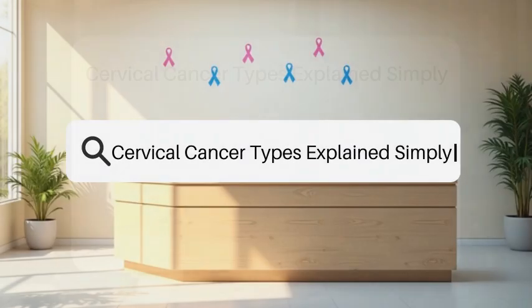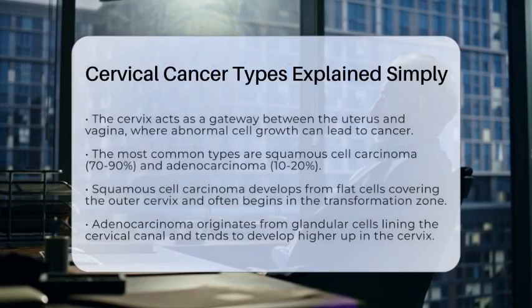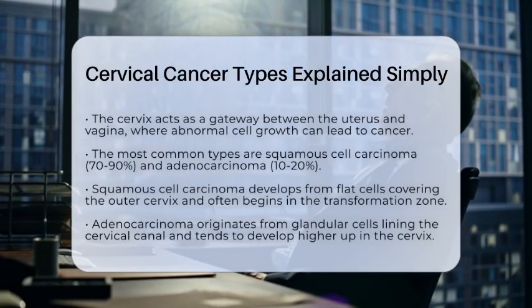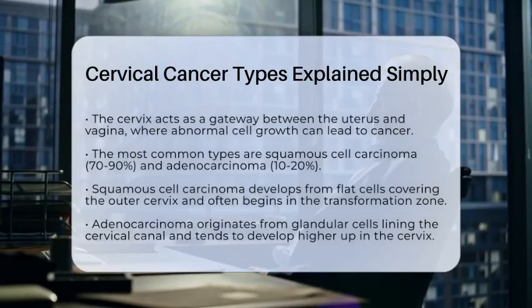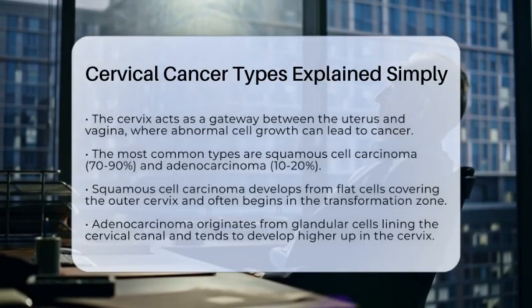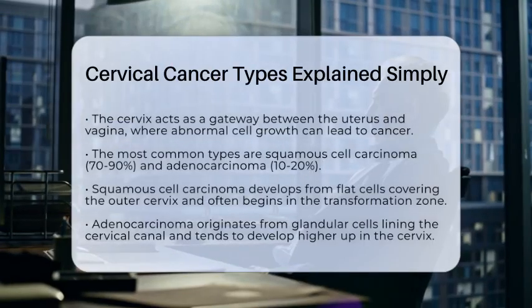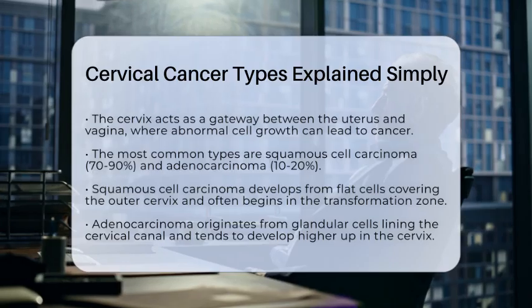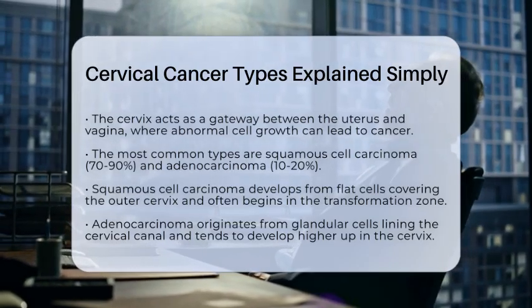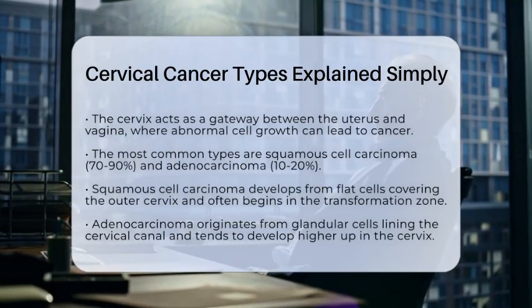Cervical cancer types explained simply. Imagine your cervix as a gateway between the uterus and the vagina. When cells in this area start growing abnormally, it can lead to cervical cancer. There are different types of cervical cancer, and understanding them helps in early detection and treatment.